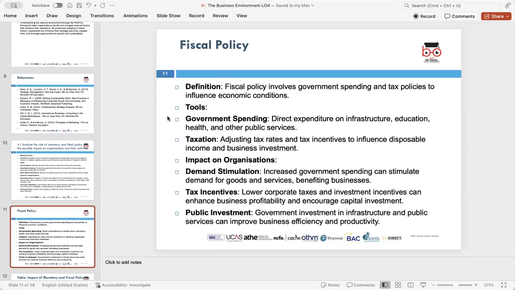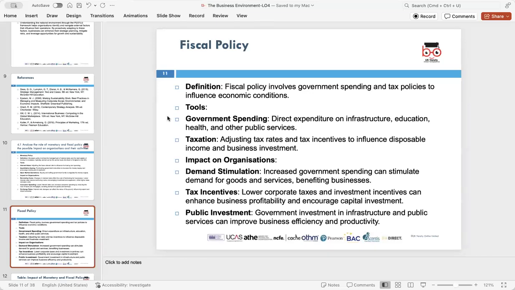Tax incentives and public investment. Incentives such as lower corporate taxes and investment incentives can enhance business profitability and encourage capital investments. Tax incentives such as investment allowances and credits can reduce the cost of capital, making it more attractive for businesses to invest in new projects and expand operations.